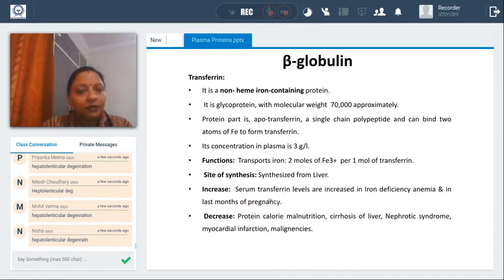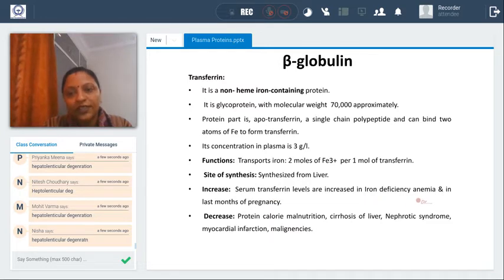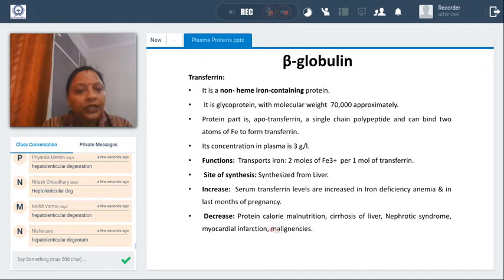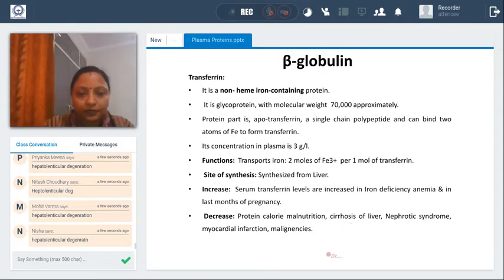Site of synthesis is liver. It is increased in serum in iron deficiency anemia and in the last month of pregnancy, and it is decreased in protein malnutrition, cirrhosis of liver, nephrotic syndrome, myocardial infarction, and various malignancies.